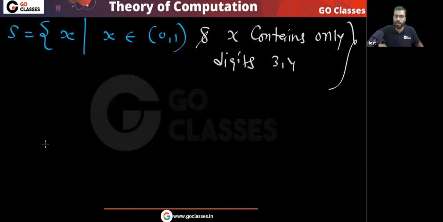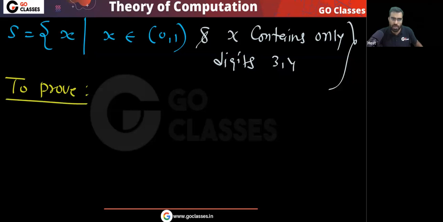Okay, can you take your copy and pen? This is a very interesting proof. First, we are going to assume there is a bijection. So let's go step by step, one by one. I will tell you everything one by one.